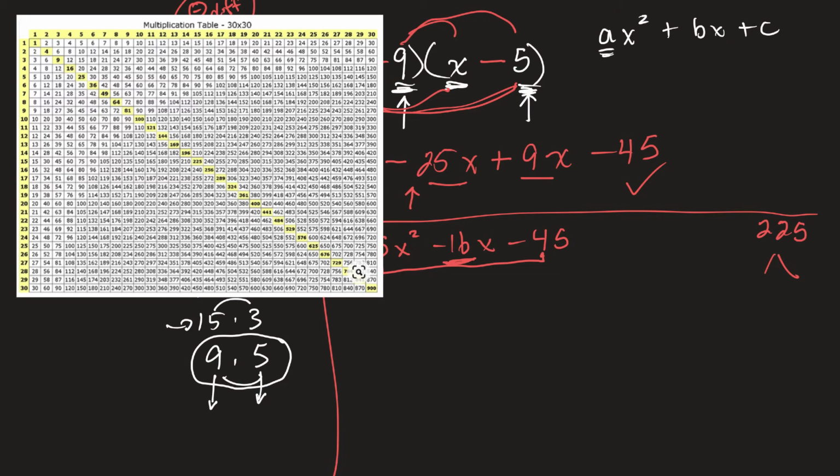Okay, and so I'm looking for the number 225. So 225. It's got to be 15. There's a 225 right there. So it's 15 times 15. But the difference of 15 and 15 is 0, so that one will not work. So we've got to find another 225. Gee, can you see one? I guess it would help if I knew what the answer was.